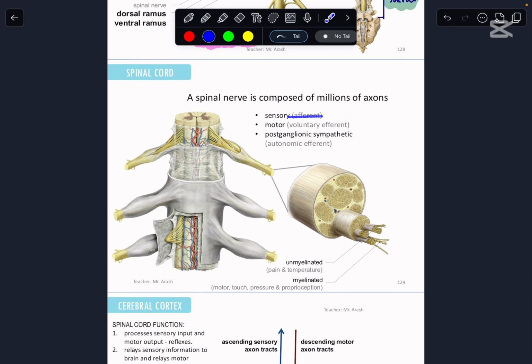as we can see, afferent or sensory, voluntary efferent motor, and then autonomic efferent, which are basically also technically motor, but they're autonomic. Now, these are what we call postganglion and sympathetic ones, which we will talk about later. For now, just focus on these two.